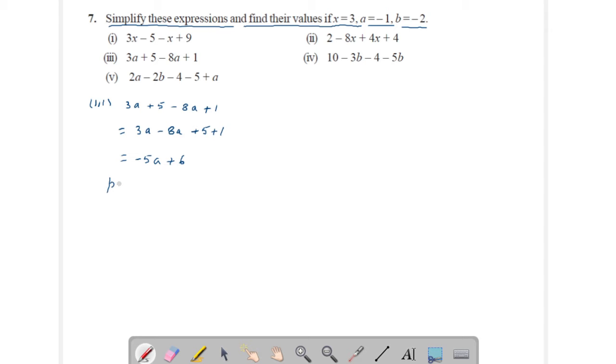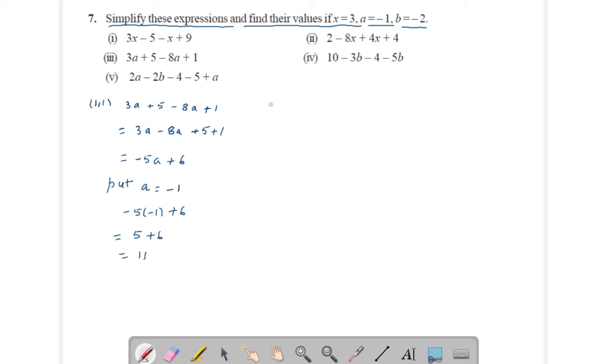Now put a equal to minus 1. Solve this. It is minus 5, value of a is minus 1, plus 6. Open the bracket. Minus 5 into minus 1, it is 5 plus 6. 5 plus 6, it is 11. This is your answer.